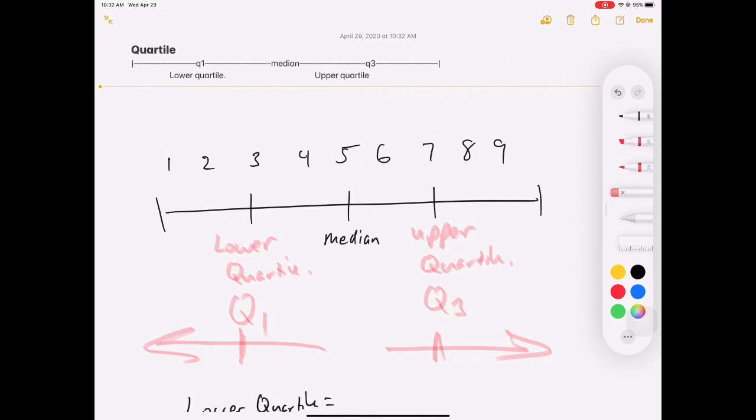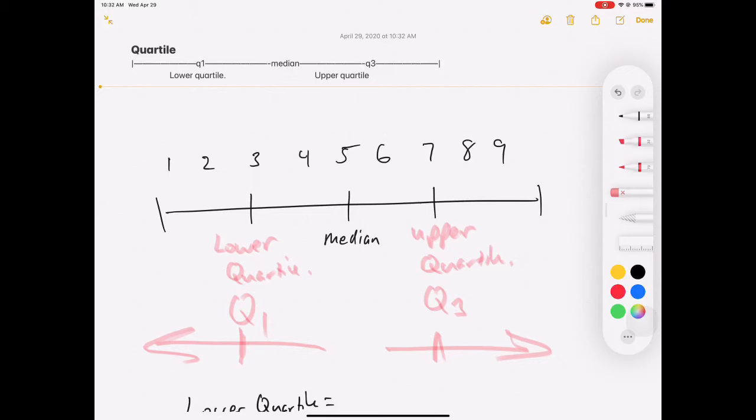Hello everyone, today we're working on quartiles, and the idea is we're going to break up our set of numbers into easy numbers that we can chew on and talk about, instead of looking at all 100 numbers or all 50 numbers.